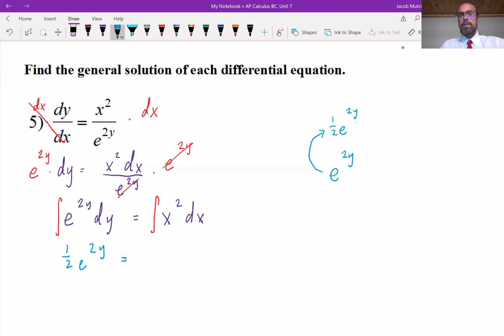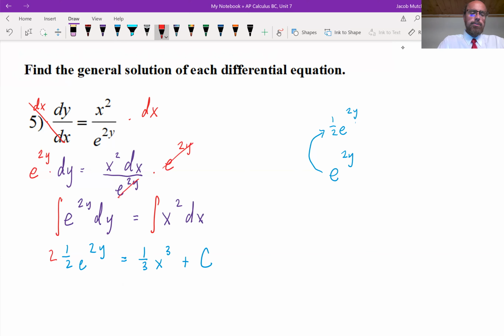Integration of the right side is fairly straightforward. That's just a x squared. So using my basic power rule, that's going to integrate to 1/3 x cubed. And again, I'll include plus c. So at that point, again, I want to solve for y. That's really my goal with all of these equations. So I need to employ some of my algebra strategies to do so.